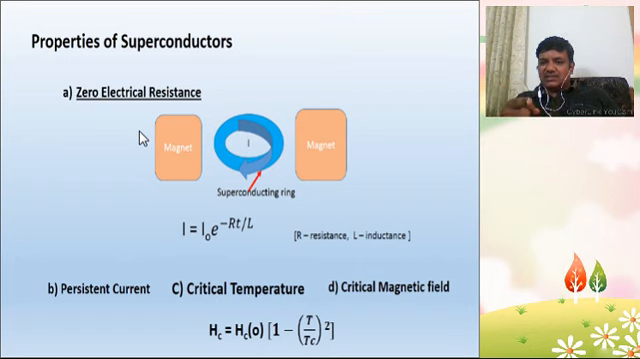Another very important effect is the Meissner effect. This effect was discovered in 1933 by Meissner and Ochsenfeld, two German scientists. They found that if you have a superconductor and apply a magnetic field, the magnetic lines of force will pass through the conductor, as in a normal conductor, when the temperature is more than Tc.